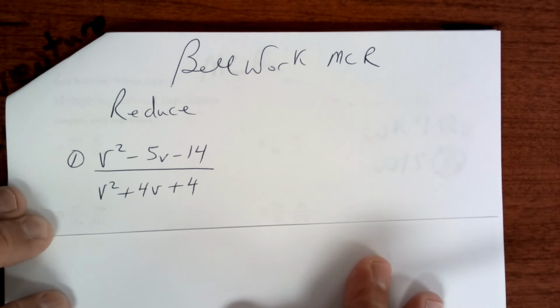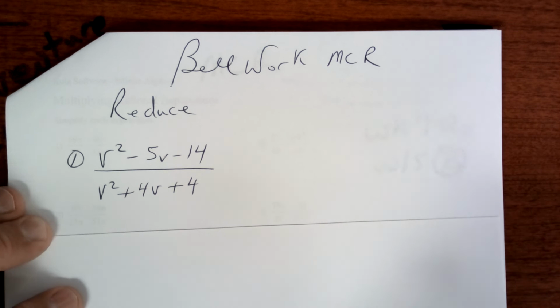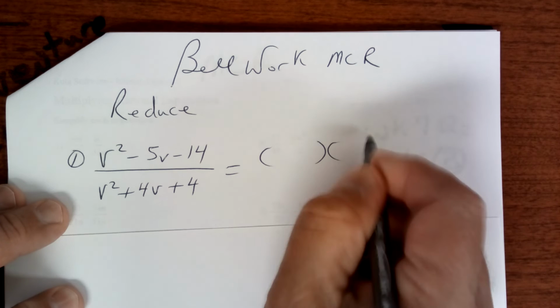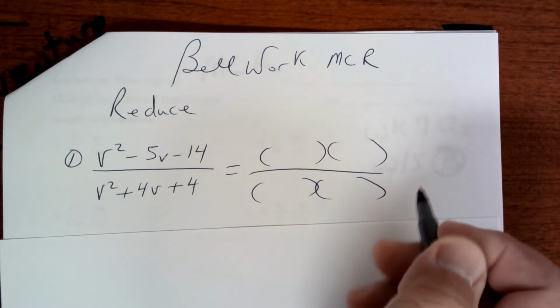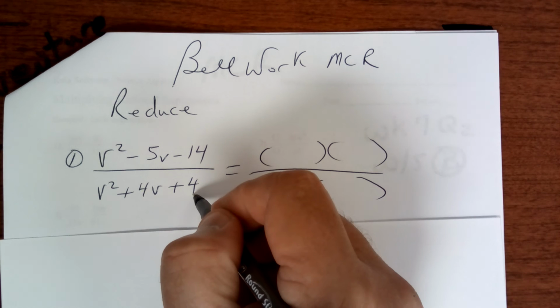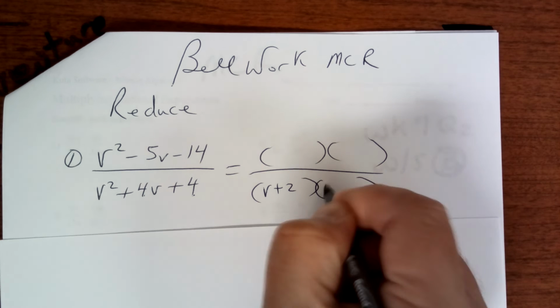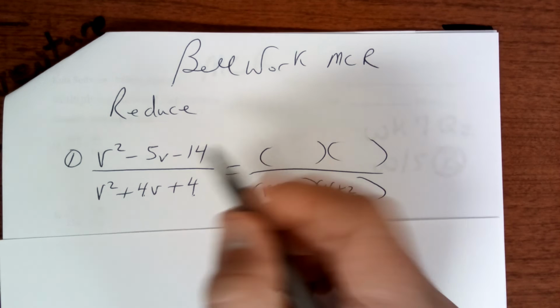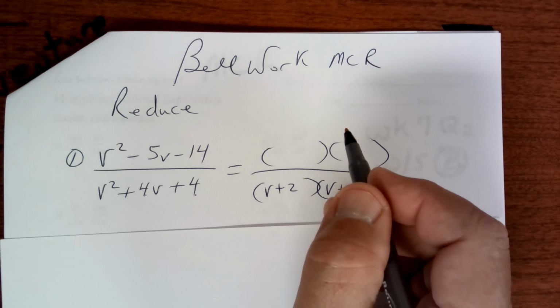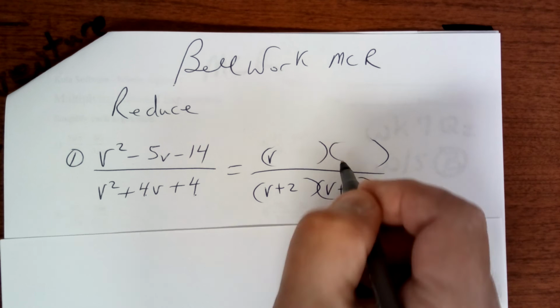Okay, so for this one right here, to reduce it, you have to first try to factor. We're going to assume it does factor. This is 2 times 2, and that's going to add to give you 4. So it's going to be v plus 2 twice. And then this one is going to be a plus and a minus according to the chart. If you don't know how to factor, make sure you ask questions.